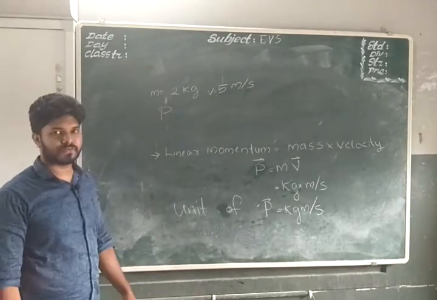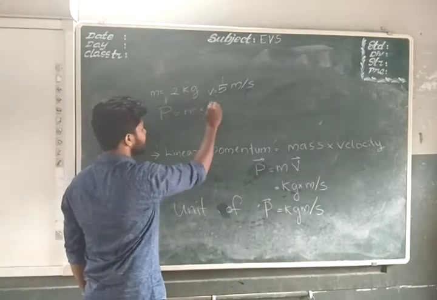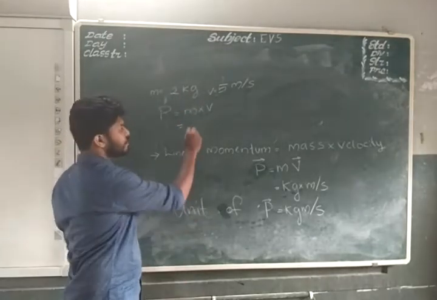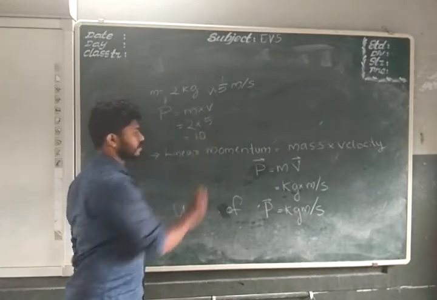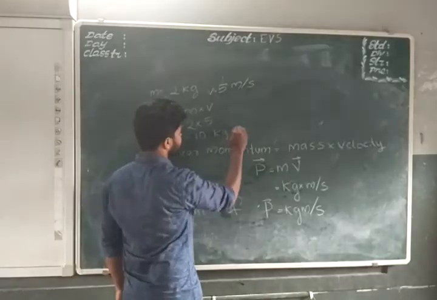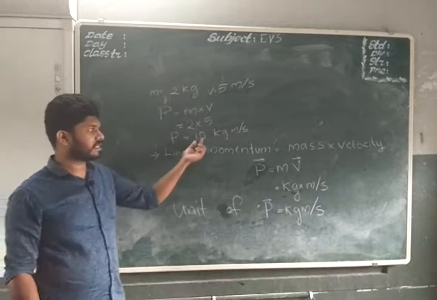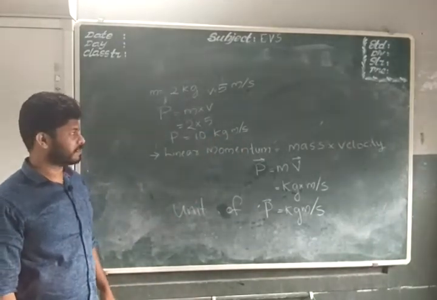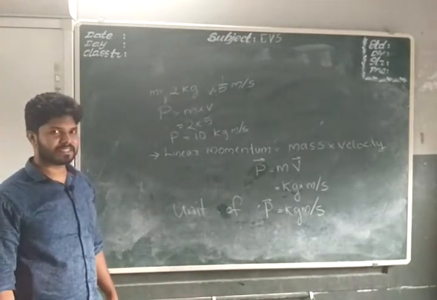We know the equation for linear momentum is P is equal to M into V. So it becomes 2 into 5, which is equal to 10. And its unit is kilogram meter per second. P is equal to 10 kilogram meter per second. That is the unit of linear momentum. So that is the answer. Now let us check some of the cases.